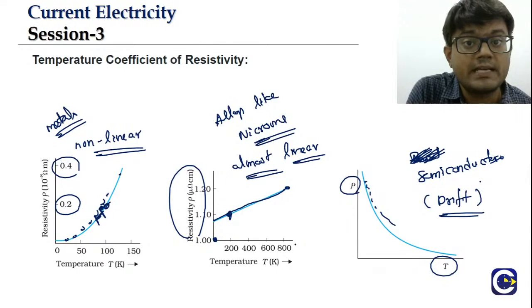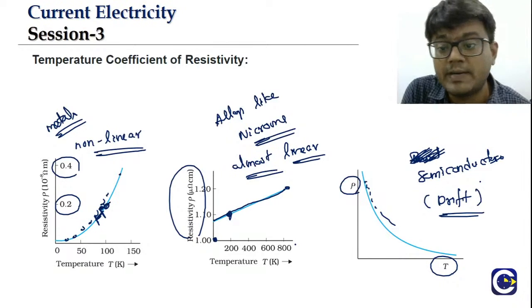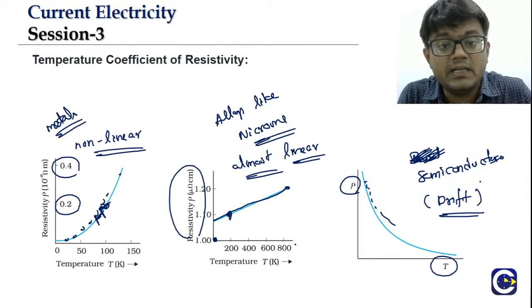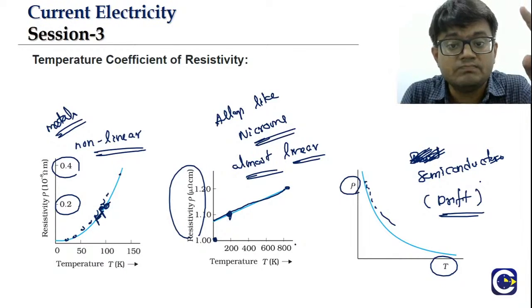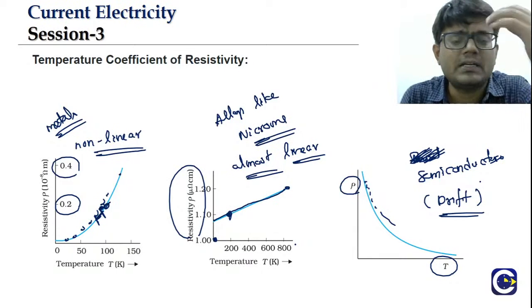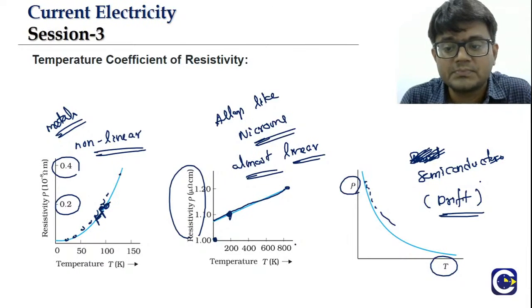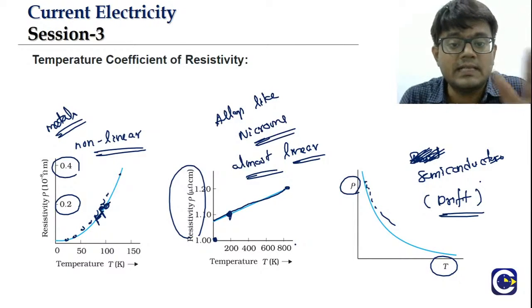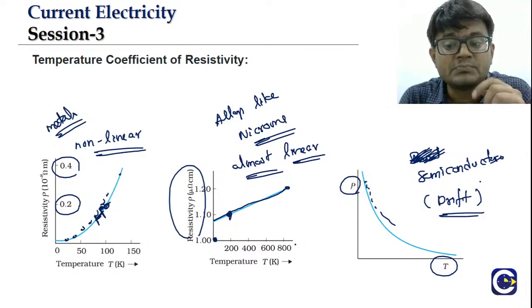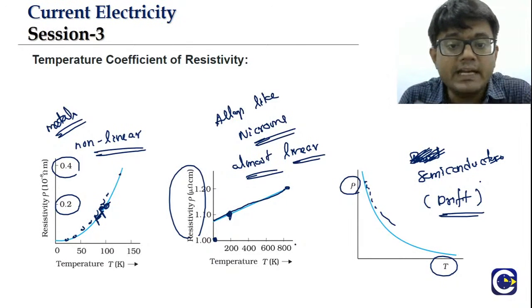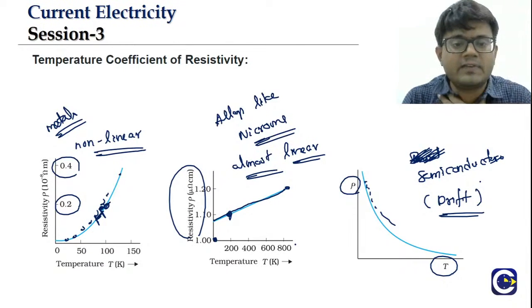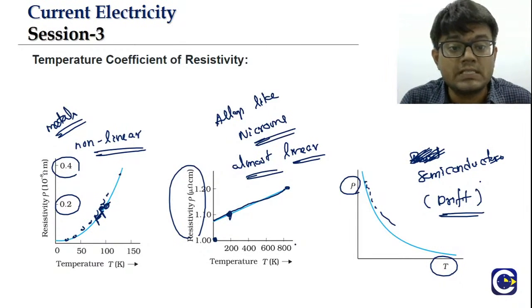But here we are just looking at it from the experimental observation point of view. From experimental observation, what do we get? For a metal it is non-linearly increasing. For some alloys like nichrome, it does not change that much, giving almost a linear kind of relation, but the variation is also very small. Now we have the semiconductors, exactly opposite to the conductors, and the resistivity value is decreasing with the rise of temperature. Why it happens we will learn later in the drift concept. Okay, so this is how the temperature coefficient of resistivity will change.